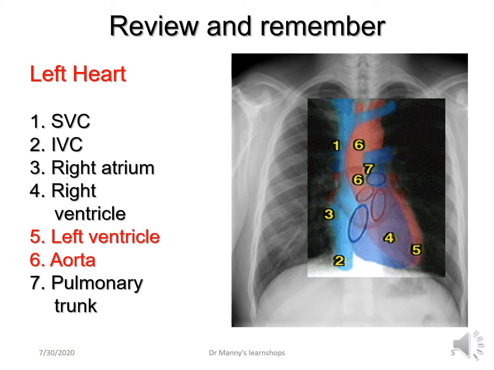Now let's review components of the left heart indicated in red. So number 5, as I indicated, was the apex, which is primarily the left ventricle on an AP film. The left ventricle and the left atrium are primarily posterior under normal circumstances anatomically and reflected in the AP film. And 6 is the ascending aorta and the aortic arch. The descending aorta is not visible on an AP film.